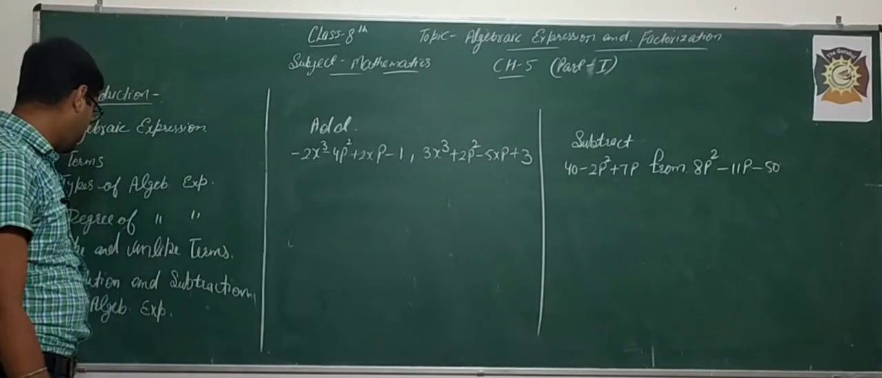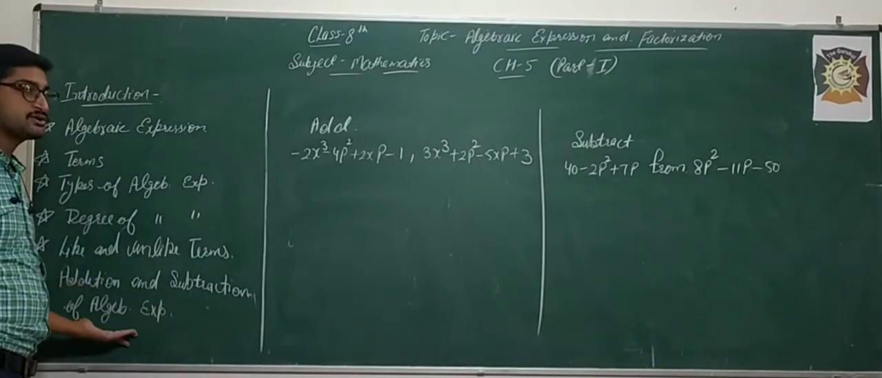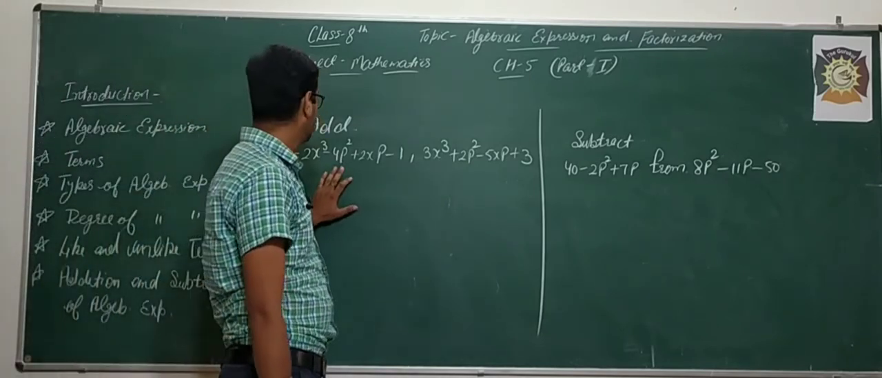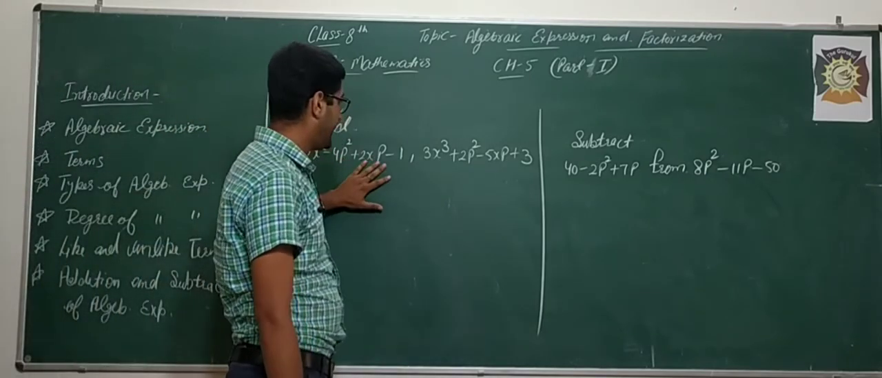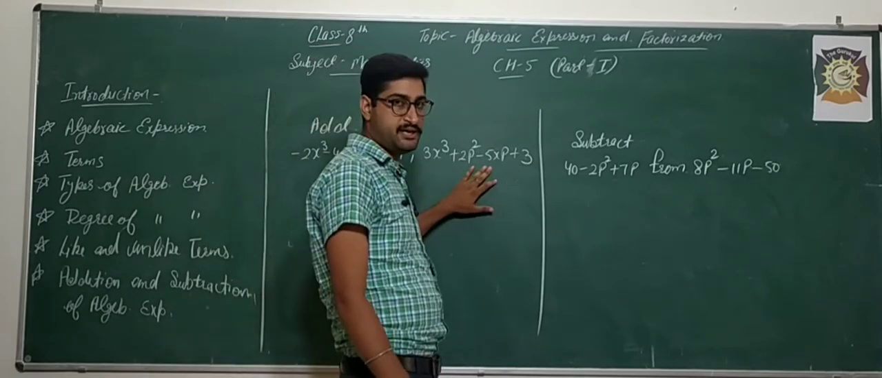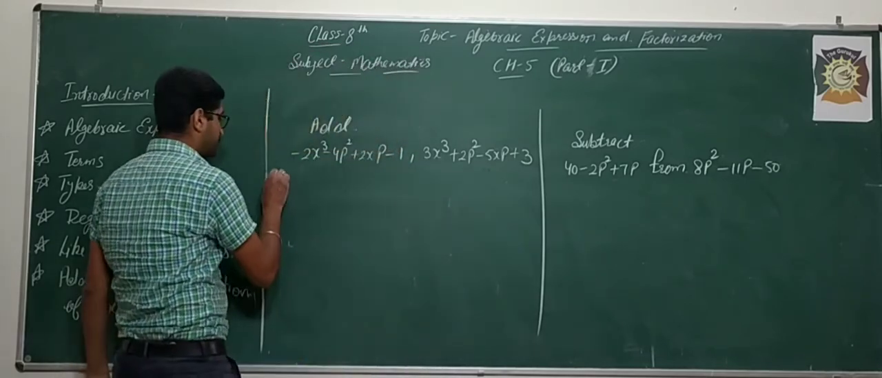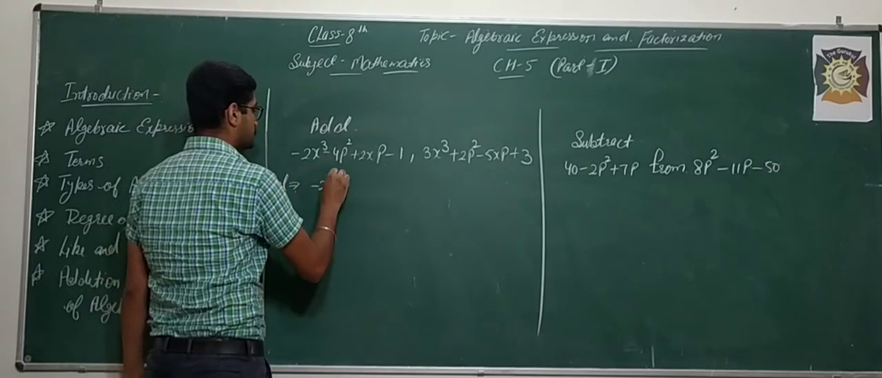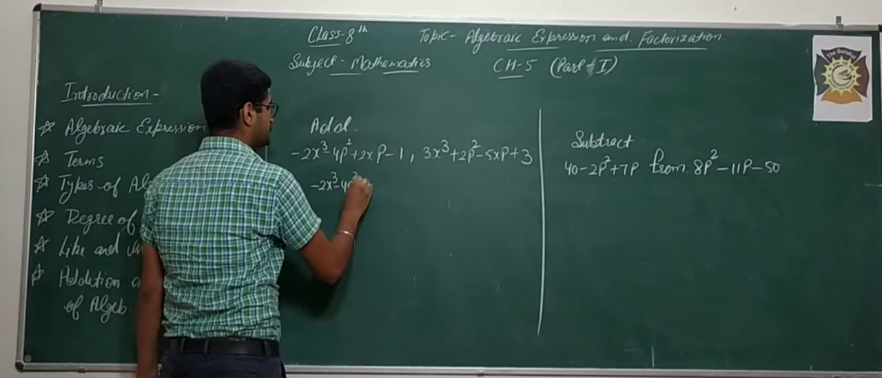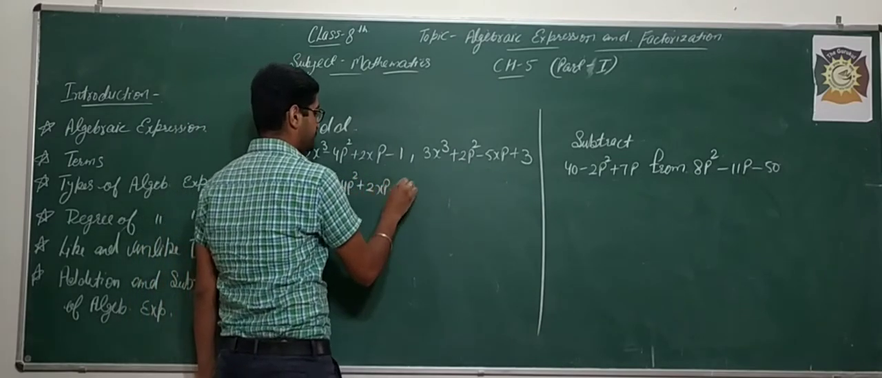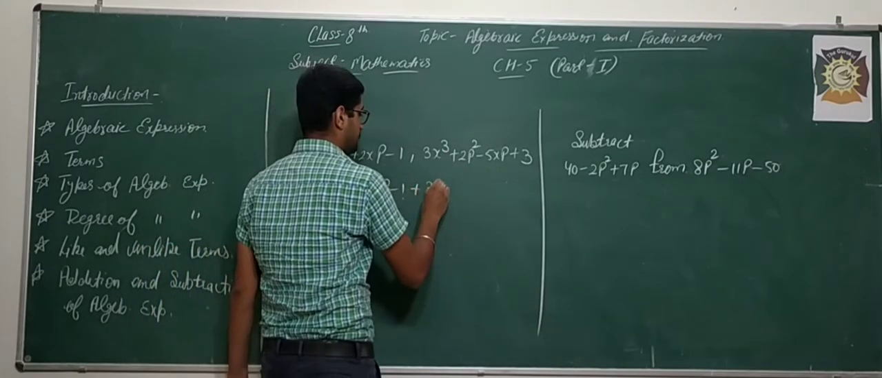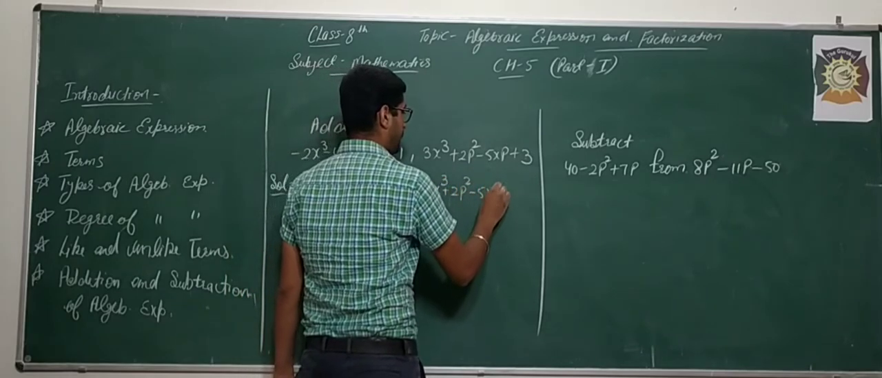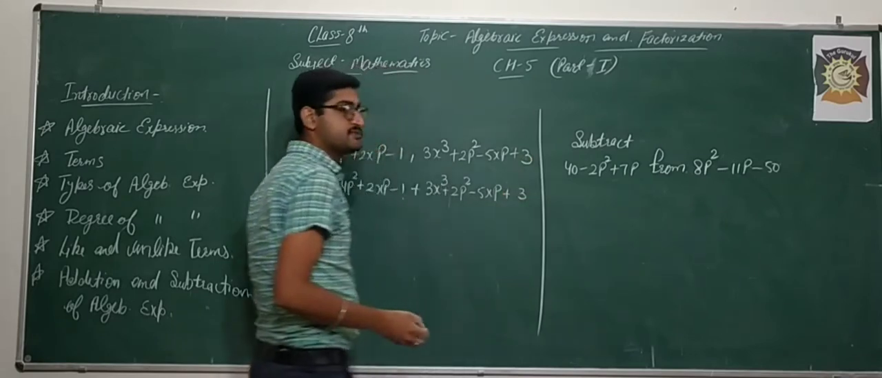Now today's last topic is addition and subtraction of algebraic expressions. Here is one question related to addition. Add this algebraic expression and this algebraic expression. First of all, we will write it as minus 2x cubed minus 4p square plus 2xp minus 1 plus 3x cubed plus 2p square minus 5xp plus 3.